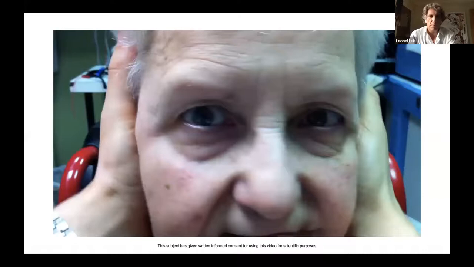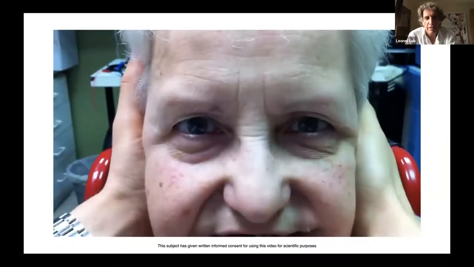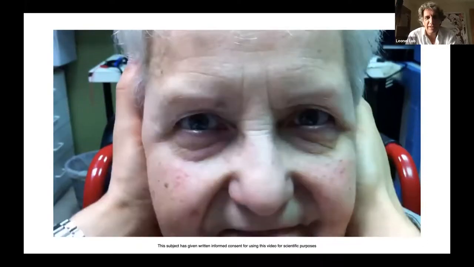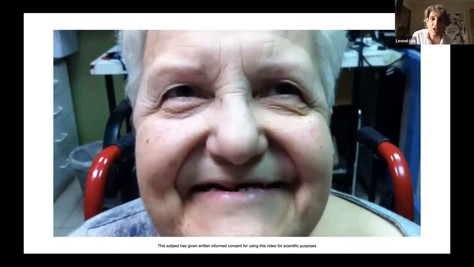Here, for instance, is another patient. Let's see if you can consider it as normal or abnormal. It's really not easy. I can tell you that this is a patient with SCA3, so with Machado-Joseph's disease. She has a deficient VOR bilaterally. And as you can see with the video, we could almost say that it's normal.